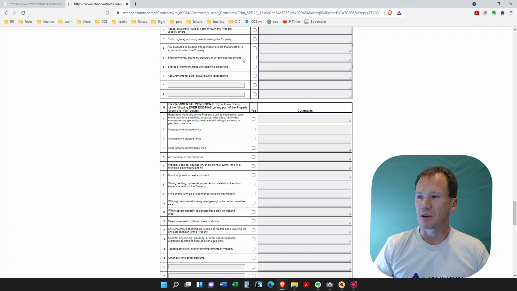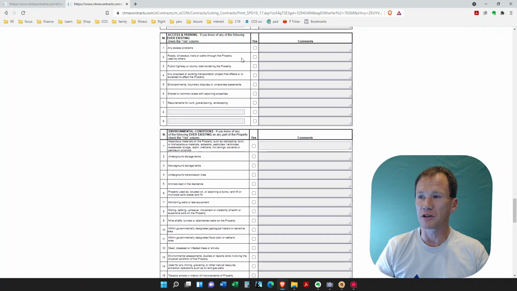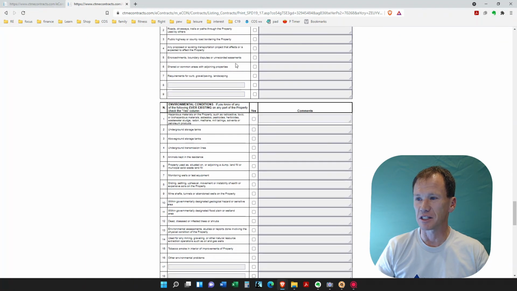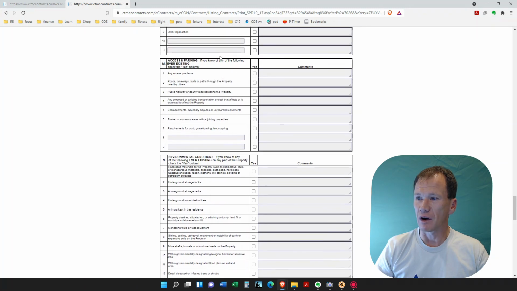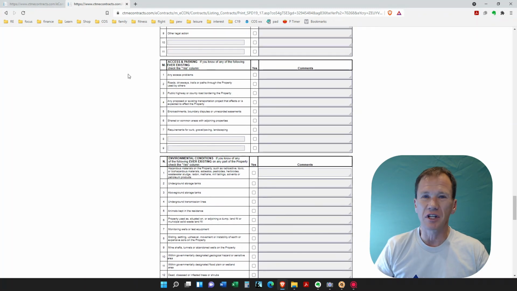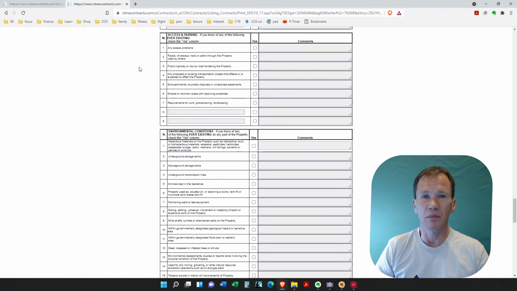Encroachments, boundary disputes, unrecorded easements. You've got a problem with a neighbor. They think the fence is in the wrong place. You disagree. Even if you're right, you still have to check this and let the buyers know that this is a problem that has existed in the past. And again, all these right now are ever existing. For your standard residential single-family property within city limits or within the county that's in a developed area, those are all going to be skipped. But check them and make sure. Just do a quick look.